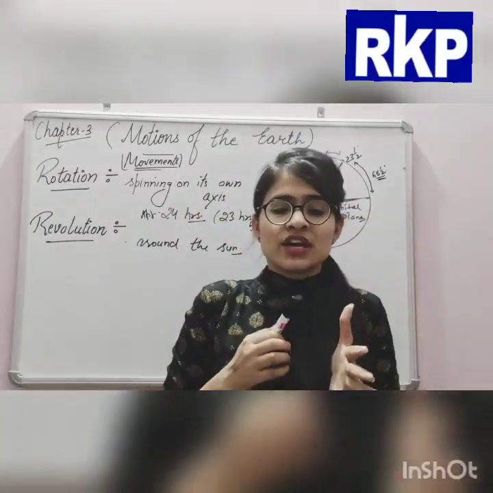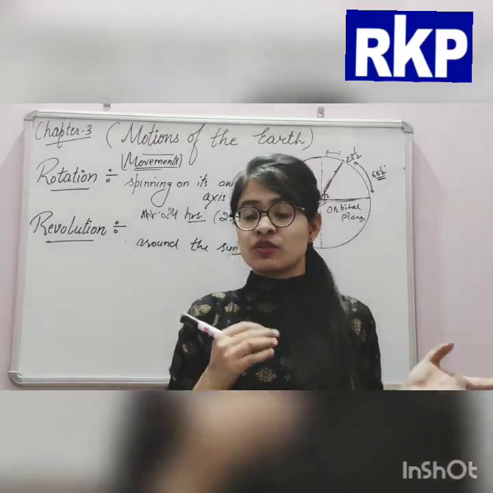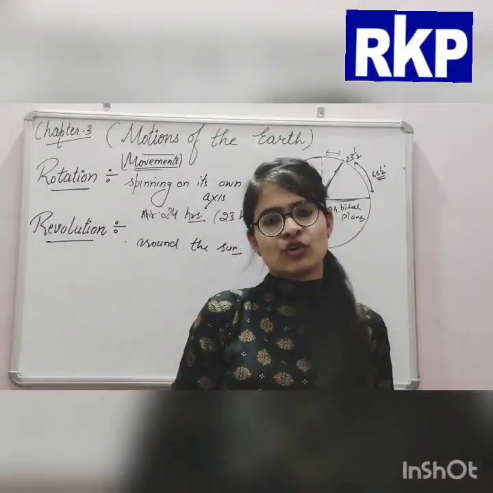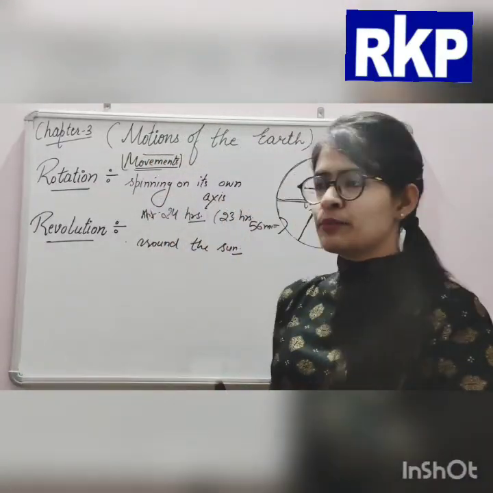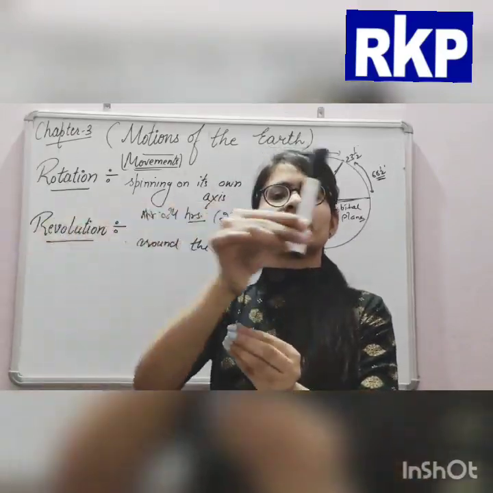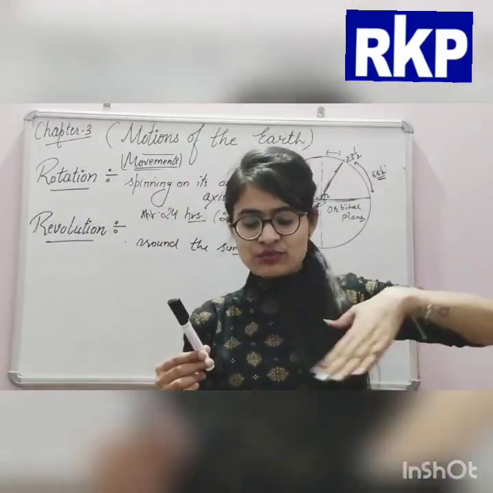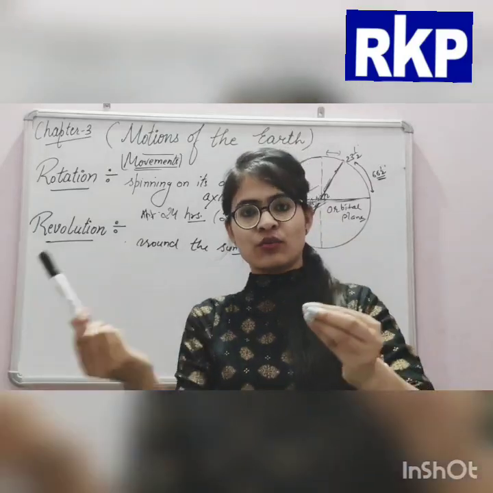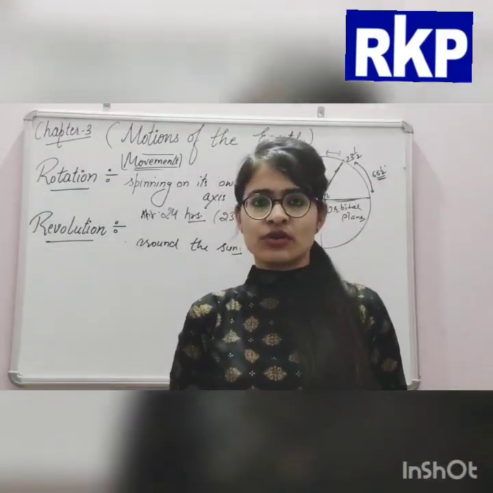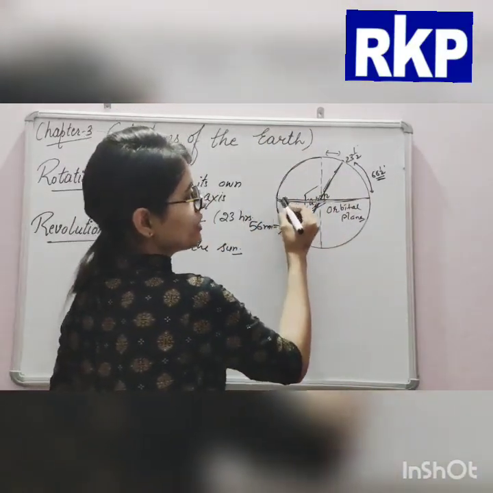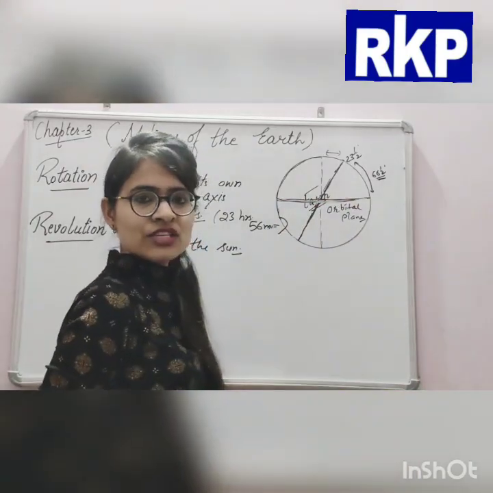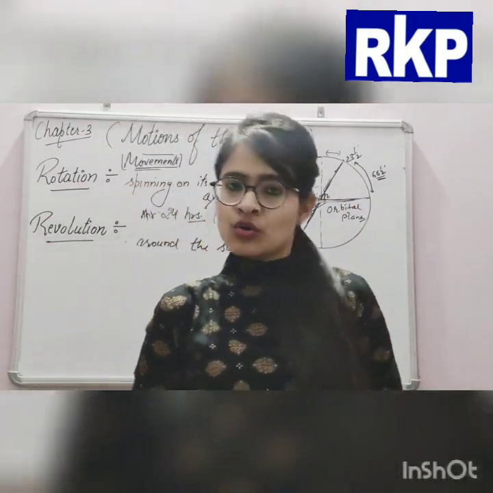So what is revolution? Revolution is the movement of the earth around the sun. That is called revolution. And the path on which our earth revolves around the sun, the line or path on which our earth revolves, that path is called orbit. And the orbital plane is the plane made by the orbit. So that path is called orbit.